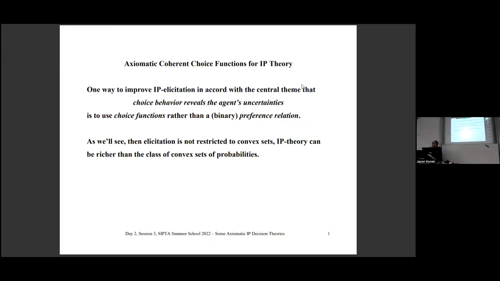Is it right, Gary? I don't think you did any non-convex examples yesterday, did you? Yes, I did. No. But you were going to do that. Yeah.